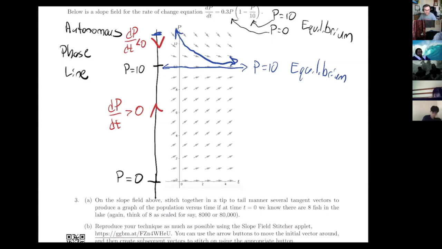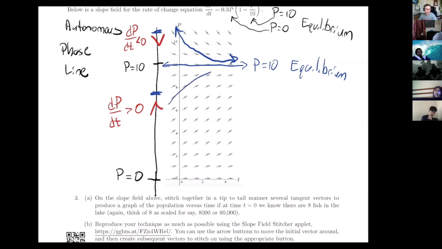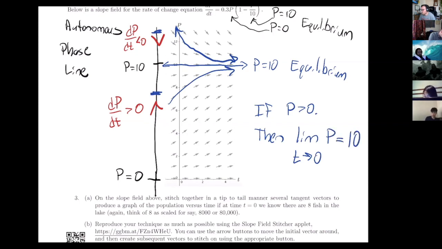And if we start with a value for the population which is between 0 and 10, this one would increase. So what we can see is for any p-value, as t goes to infinity, our solutions are all going to approach 10 as long as p is positive. So we would call this exactly stable.